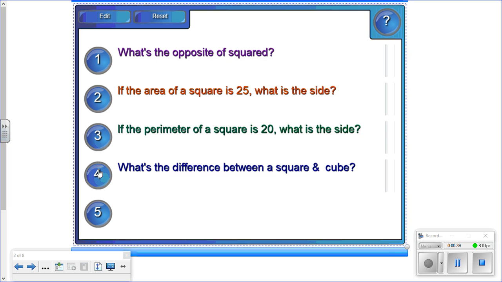What's the difference between a square and a cube? A square is a 2-dimensional shape and a cube is a 3-dimensional shape. What's the opposite of square root? Squared.